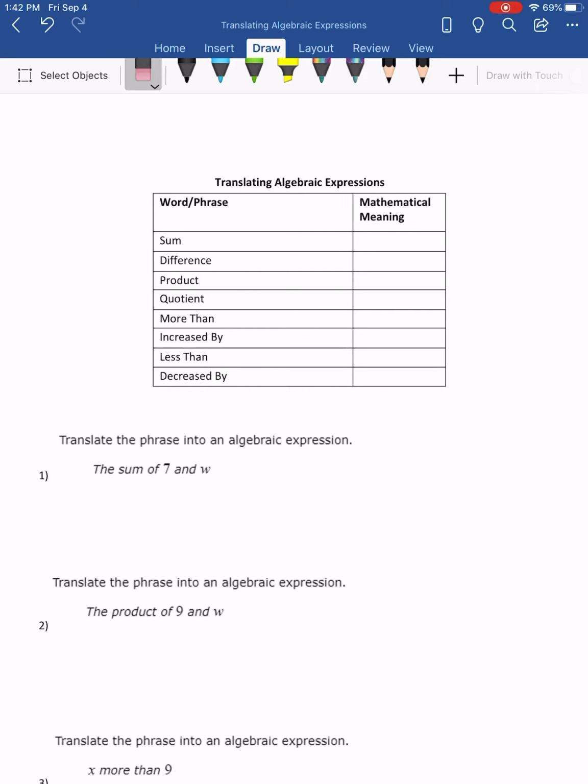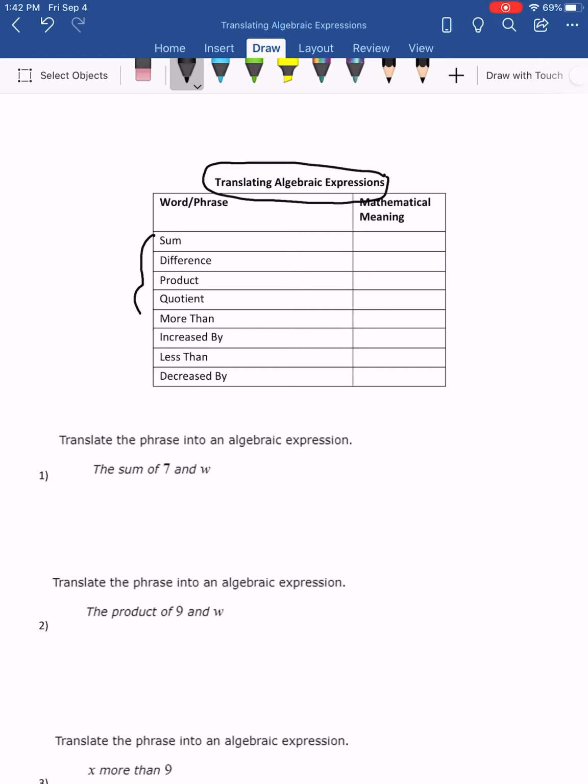Hey everyone, so we're going to get started with the second lesson, which is translating algebraic expressions. Last time we talked about like terms, we talked about evaluating expressions. Now we're going to go from converting between words to algebraic sentences. Before we do that, we want to go through this chart, which has some of the common words and phrases you're going to see in the questions.